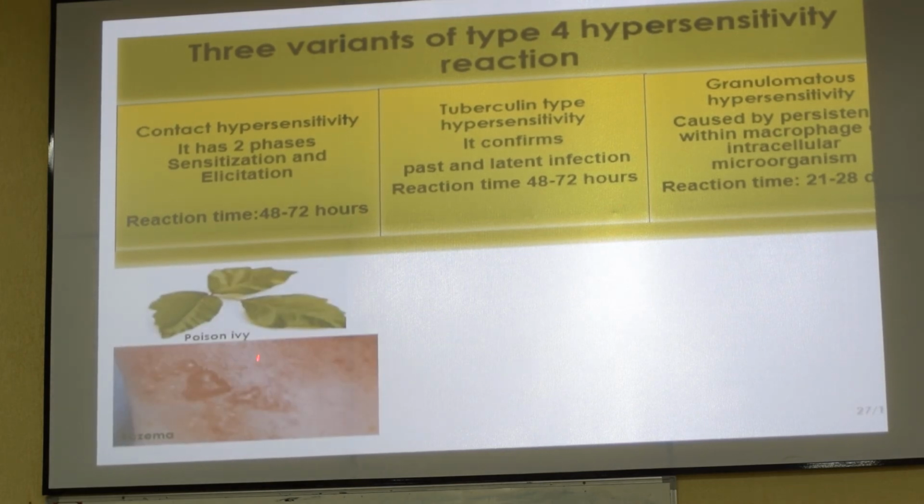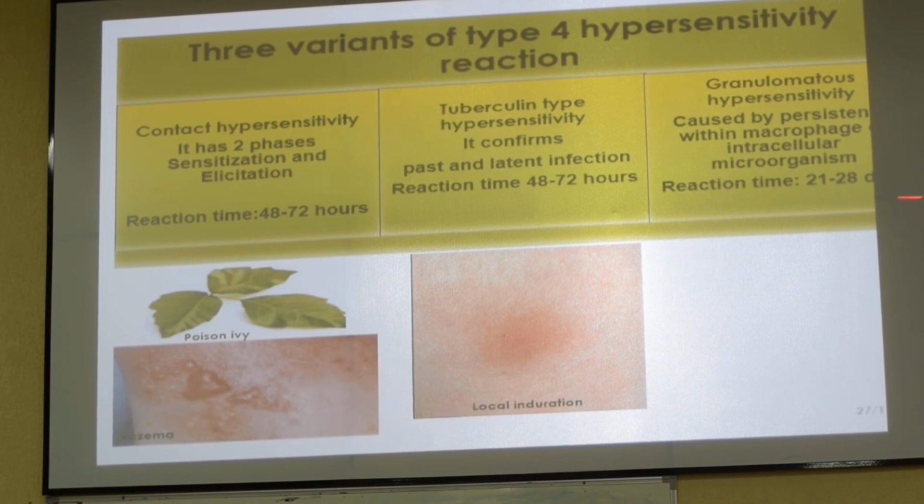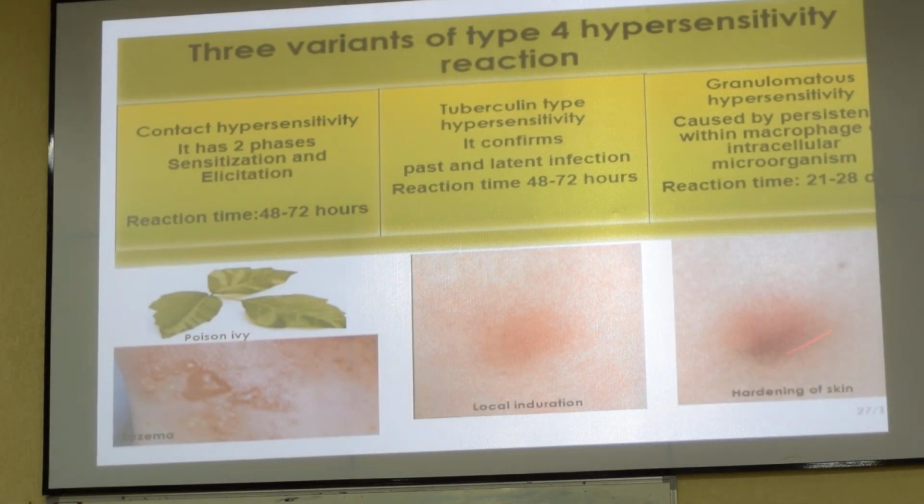This is how poison ivy contact dermatitis looks. This is the local induration seen in tuberculin test. Okay, so there is redness and some raised area. While this one is hardening of the skin, just to show you that granuloma can also apparently look like thick hard skin, but actually it's going to take place inside the lungs.